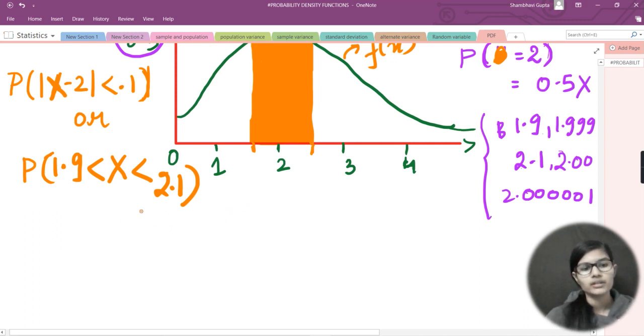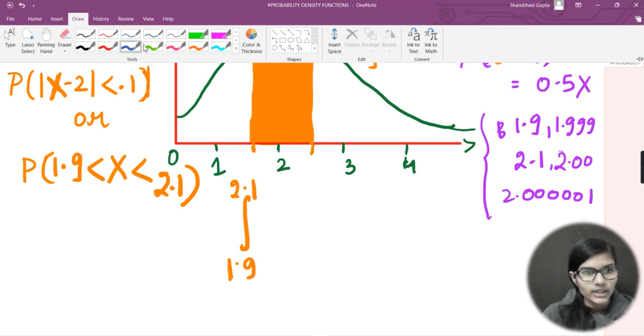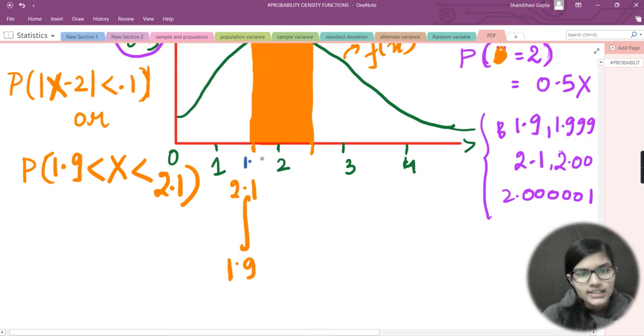Now if I want to write it in the form of an integral, I will simply write integration, with 1.9 on the lower limit and 2.1 on the upper limit. In the graph also, let me define 1.9, in blue. This is 1.9, which lies between 1 and 2, and this is 2.1, which lies between 2 and 3. So my integral should be between 1.9 and 2.1.